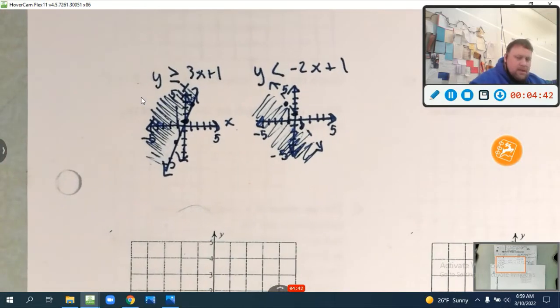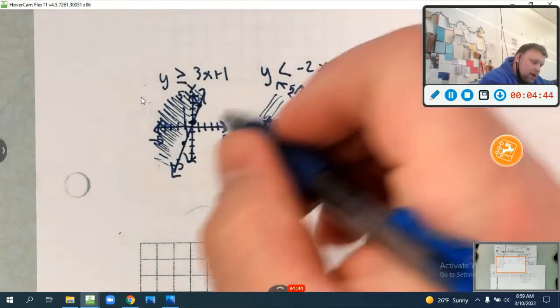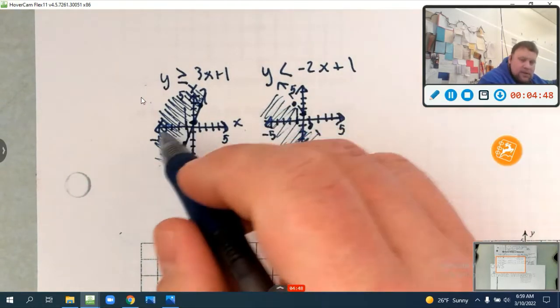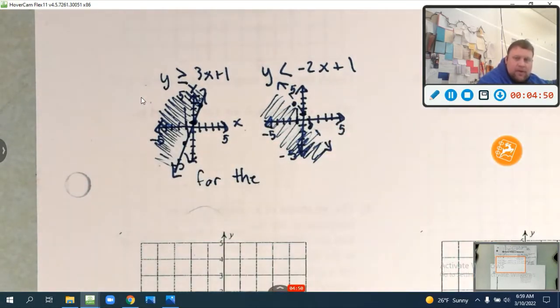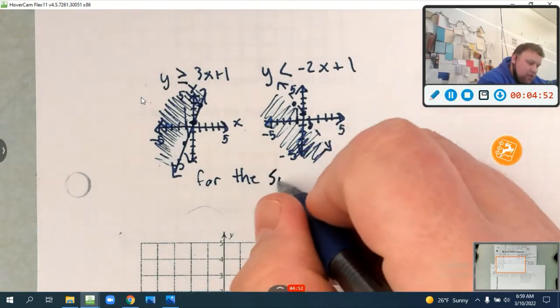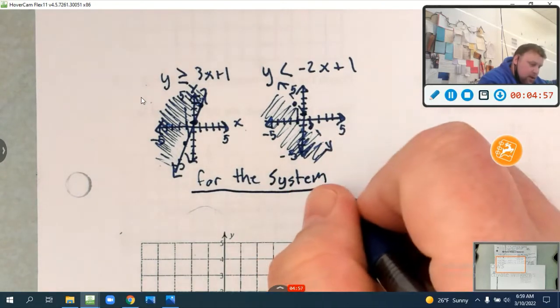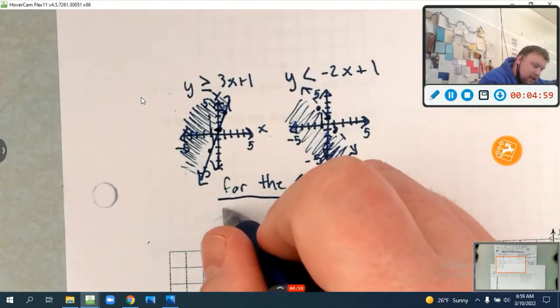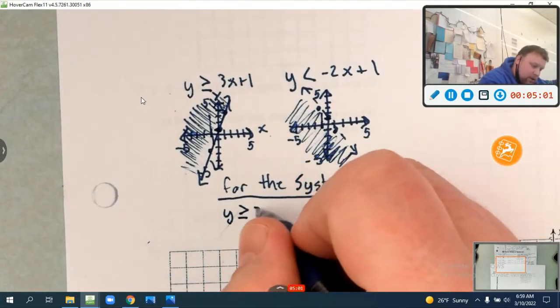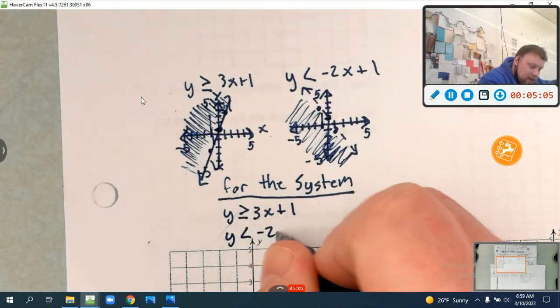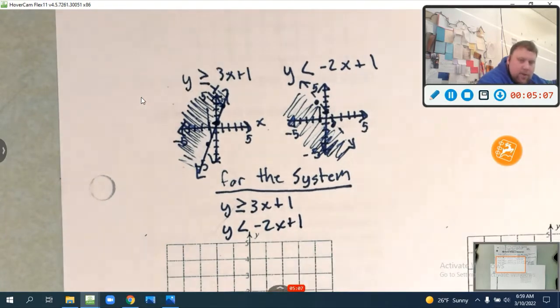Awesome. So now we're going to say, all right, what about for the system? So this is how you just graph them individually. We've done this a while back. Now what about for the system? So for the system that contains y is greater than or equal to 3x plus 1, and y is less than negative 2x plus 1, let's graph the system.